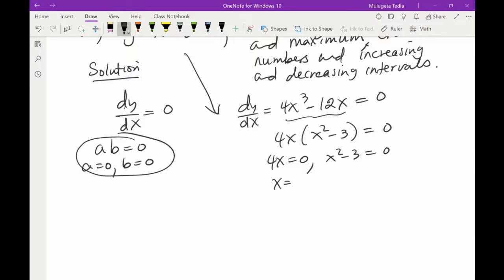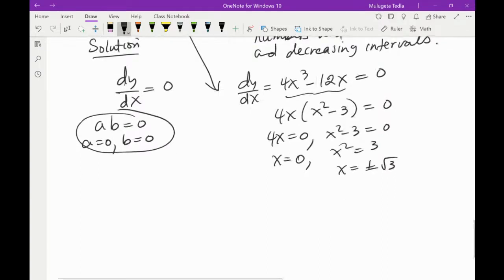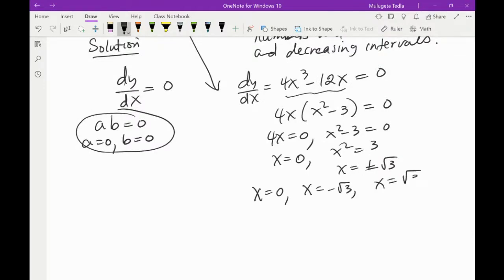The first one is 4x equal to 0, so x equal to 0. The second one, x squared equal to 3. Then x is plus or minus root 3. So there are 3 critical numbers. x equal to 0, x equal to negative root 3, x equal to root 3 are all the critical numbers.